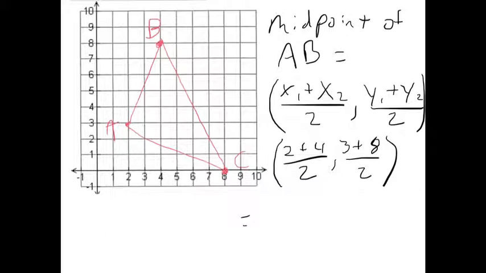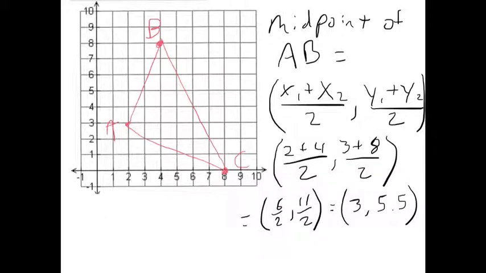So simplifying that, we've got 2 plus 4 is 6 over 2, and 3 plus 8 is 11 over 2. It's okay to leave these things as fractions, but we're going to convert to decimal just because. And now we've got 6 over 2 is 3, and 11 over 2 is 5.5. So those are the coordinates of the midpoint of AB.